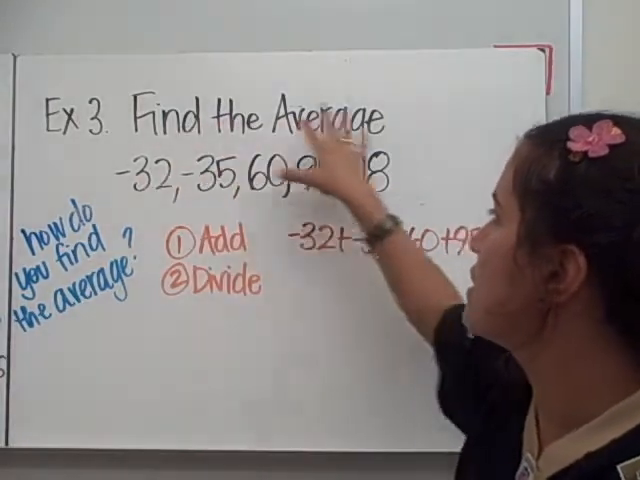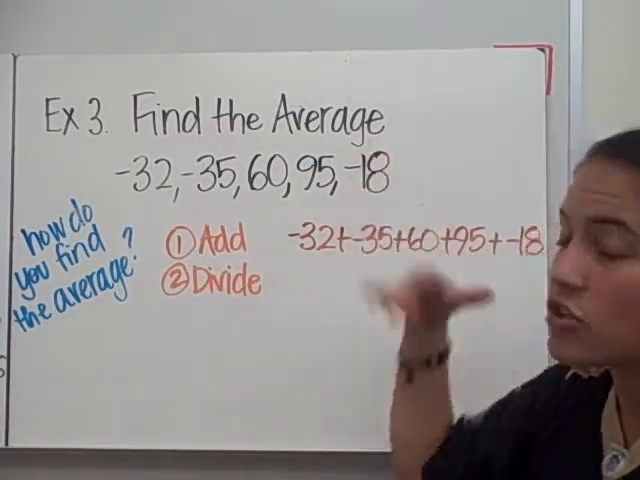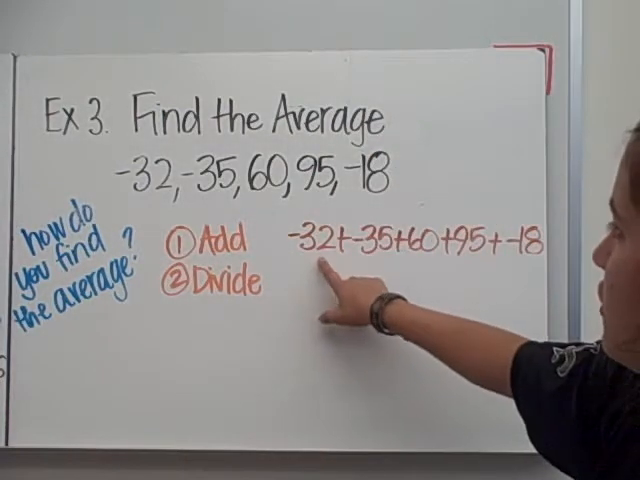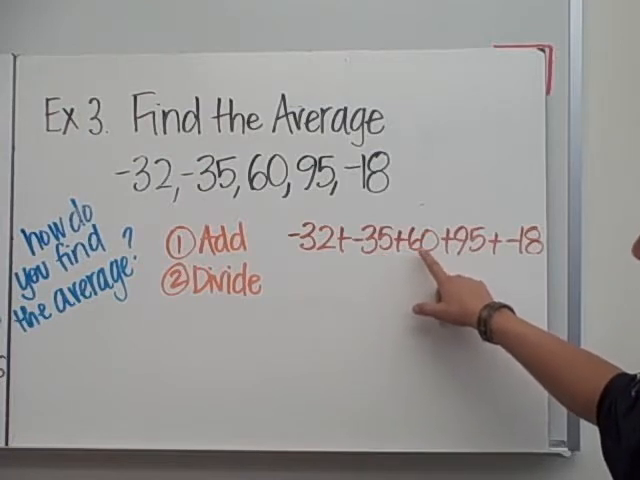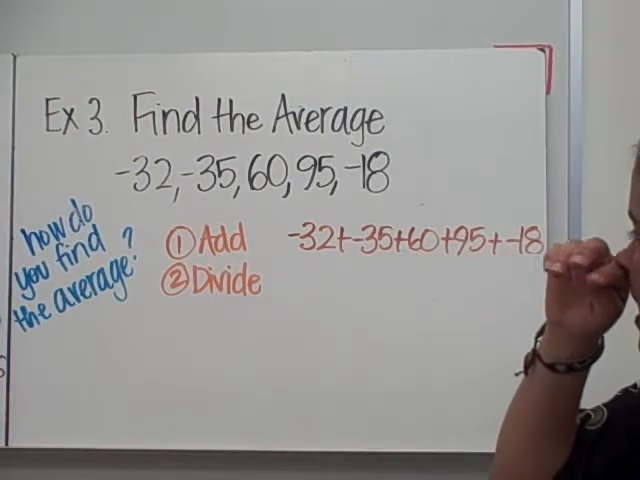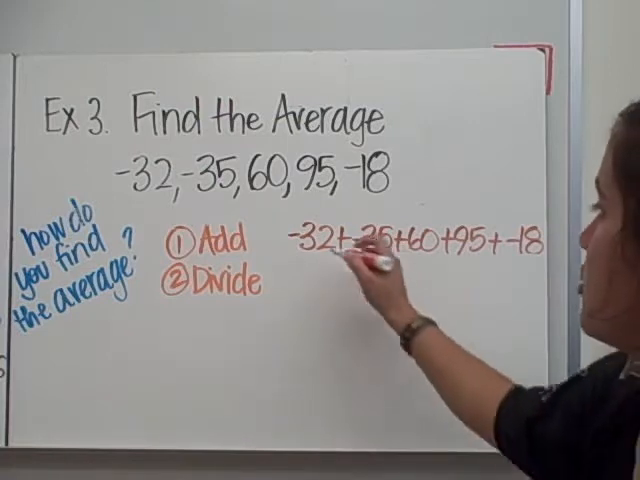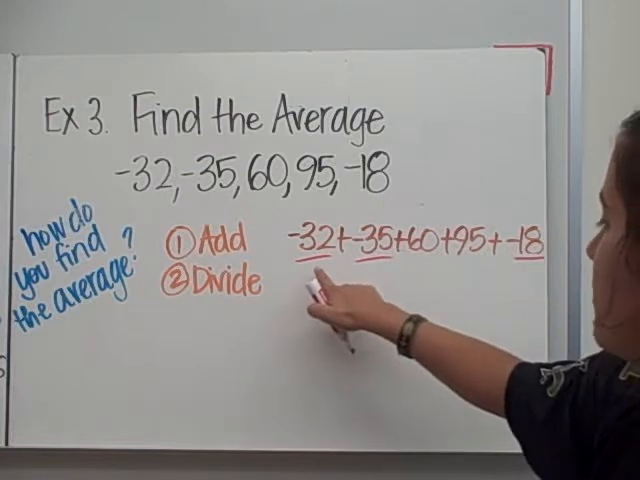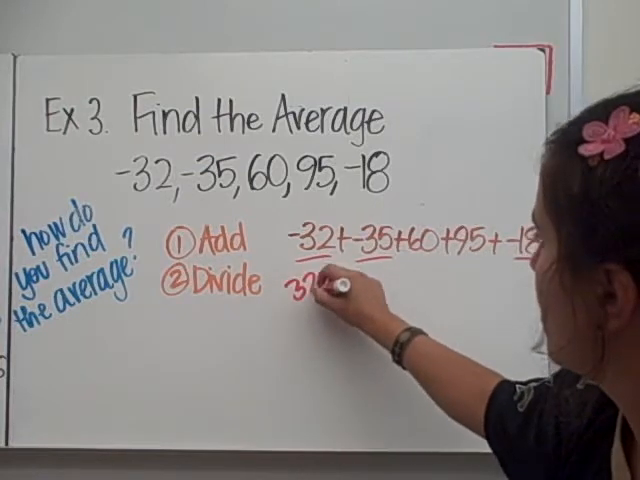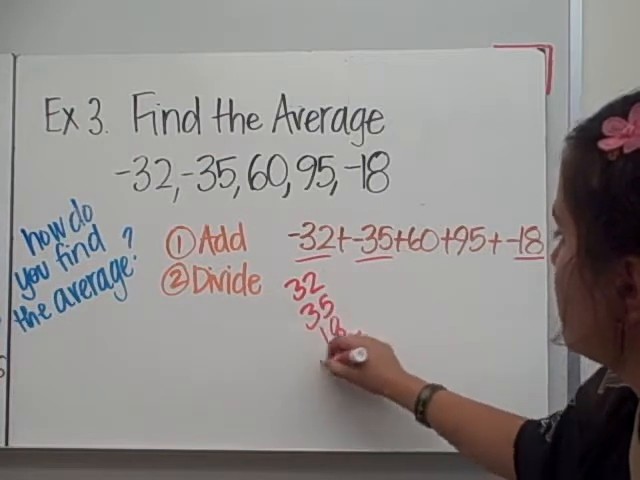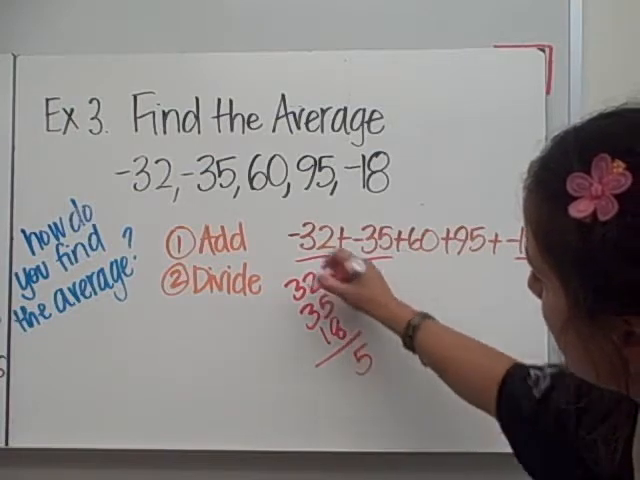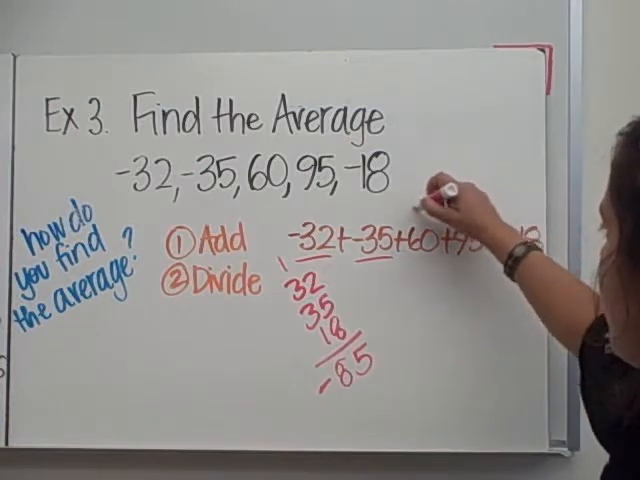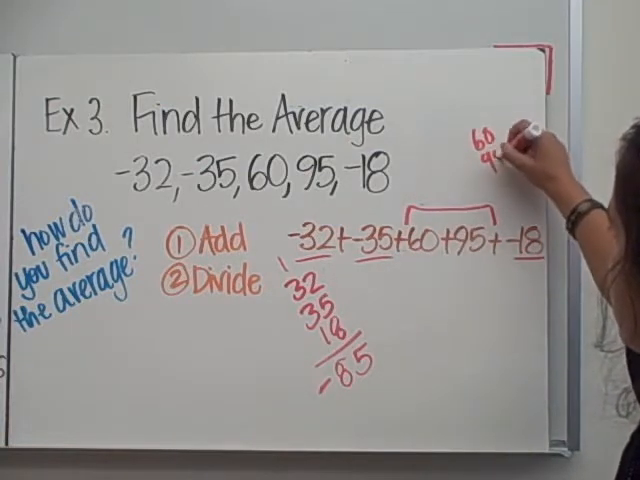So here is a data set of both positive and negative numbers, and I've started the problem out for you. We're going to add up these numbers over here. Negative 32 plus negative 35 plus 60 plus 95 plus negative 18. You have the option, you can add up the negatives together, or you can just go 2 by 2. So I'm going to add up the negatives. Negative 32, negative 35, and 18. 15, carry the 1, 6, 7, 8. So that's negative 85. And then I'm going to add the positives, 60 plus 95.